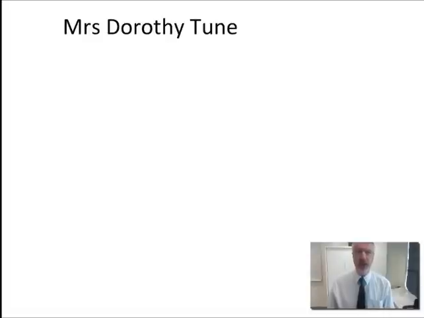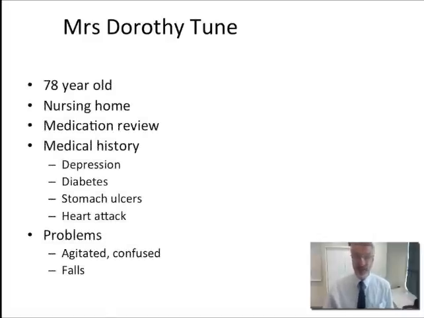So you imagine a lady, Miss Dorothy Tune, who comes to see you, or whom you were asked to see by her family doctor. Now Dorothy is a 78-year-old. She's in a nursing home, and her family doctor would like you to do a review of her medication. And he gives you information about Dorothy's medical history. So Dorothy has depression, diabetes, she's got stomach ulcers, and she's had a heart attack.